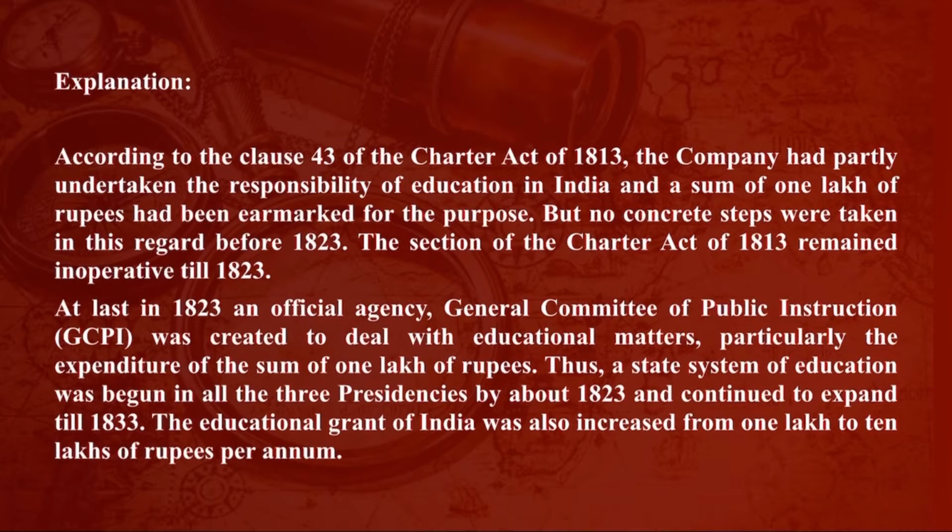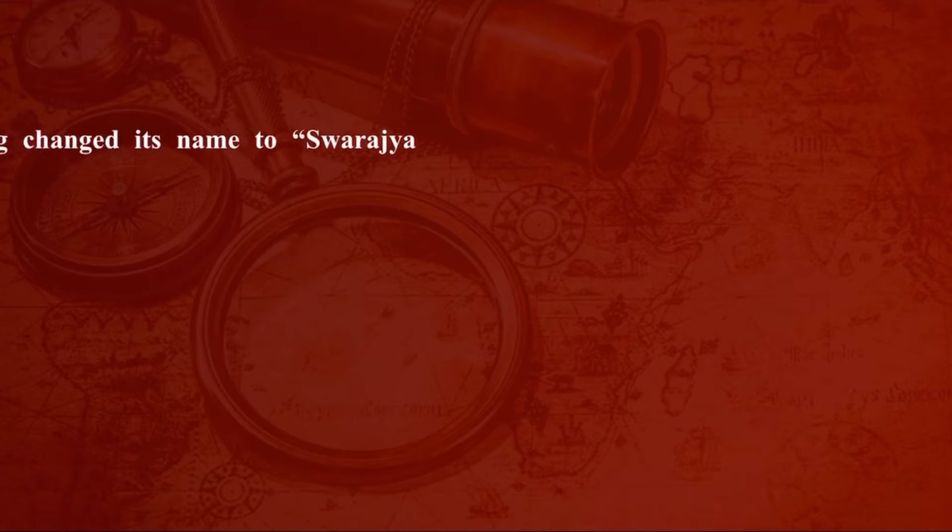At last in 1823, an official agency, General Committee of Public Instruction, GCPI, was created to deal with educational matters, particularly the expenditure of the sum of 1 lakh of rupees. Thus, a state system of education was begun in all the 3 presidencies by about 1823 and continued to expand till 1833. The educational grant of India was also increased from 1 lakh to 10 lakhs of rupees per annum. Now let's move to the next question.